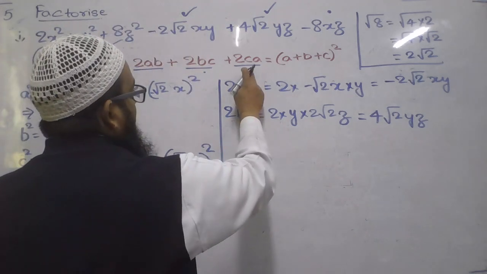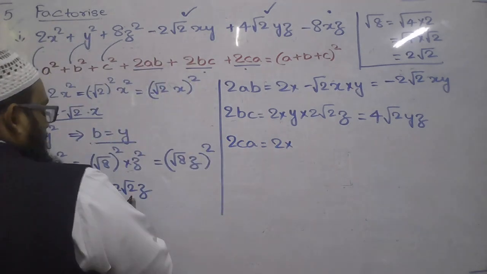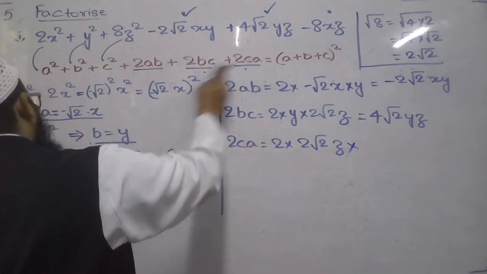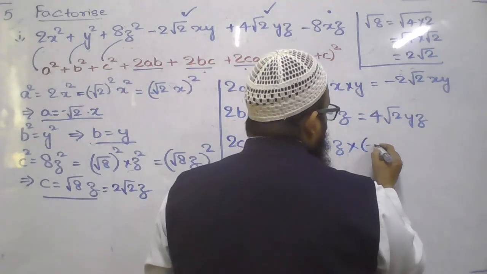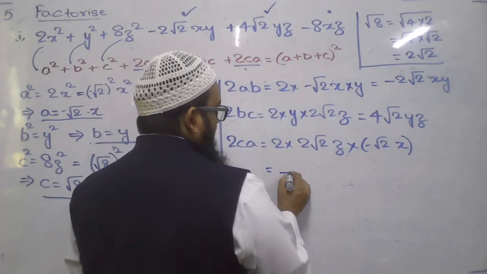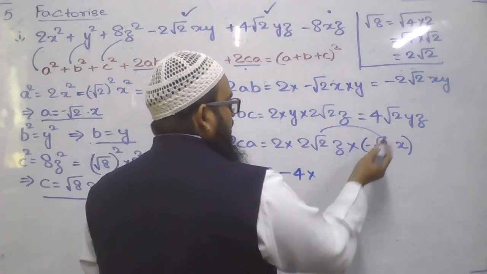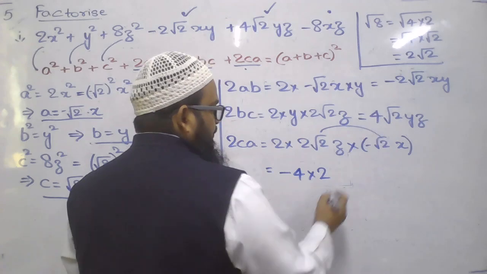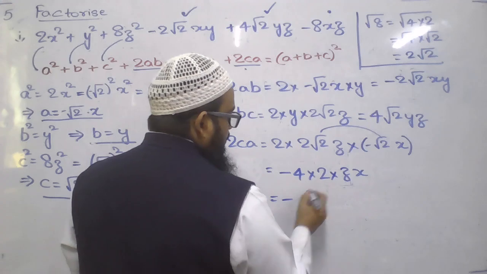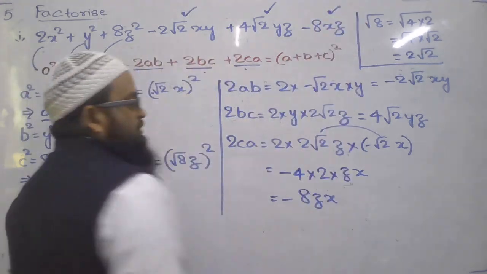And what is the sixth term? 2CA. So 2 times what is C? 2 root 2Z. 2 root 2Z multiplied by what is A? A is minus root 2 into x. So that is equal to plus into minus, minus. 2 to the 4. Okay, 4 times root 2 into root 2. What is root 2 into root 2? 2 times zx. So that is equal to minus 4 2s are 8zx. Now check whether it is satisfied or not. Yes, sir, it is also satisfied.